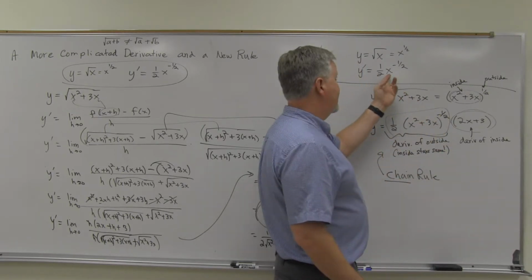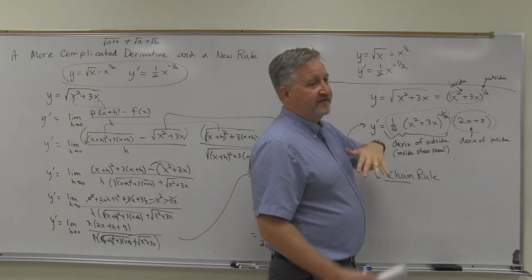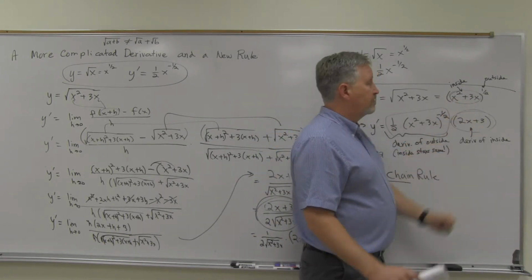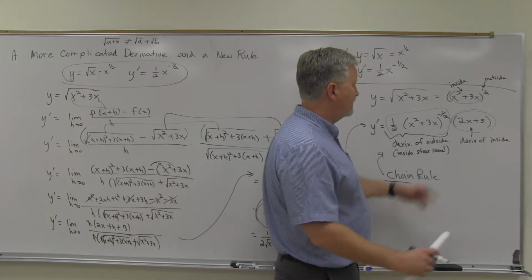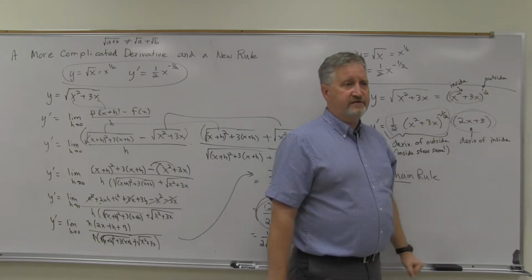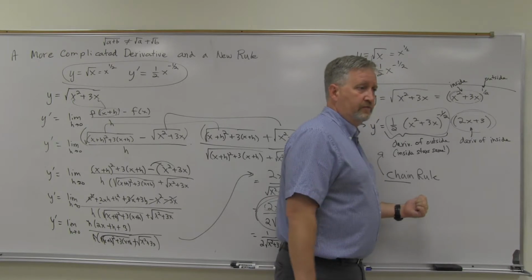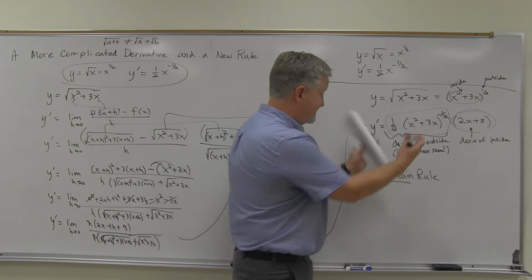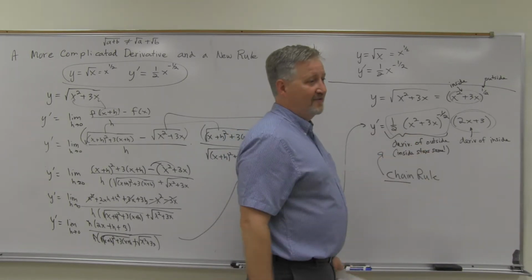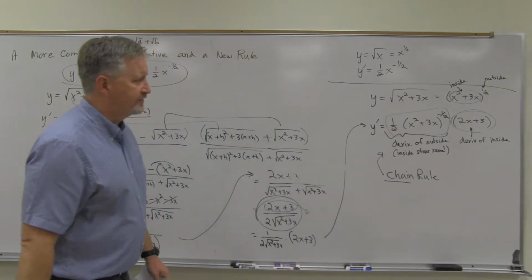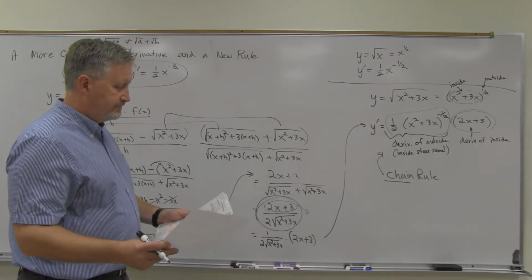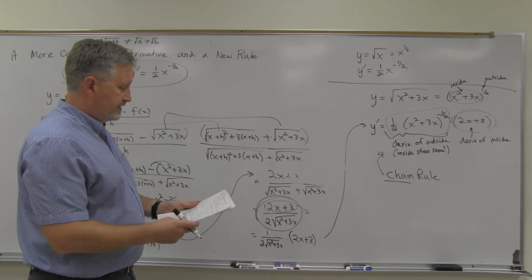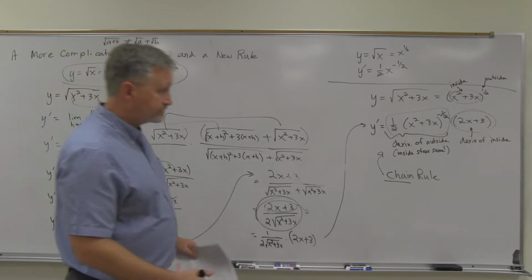I guess technically you'd say there's an inside and outside here, but the inside is just the x. But we're saying something more complicated on the inside, and then you also have an outside. That's when you use the chain rule, when you have an inside and outside. And what is the chain rule? It's basically what I've got stated there. We'll write it in a little different format here, but that is what the chain rule is. All right?